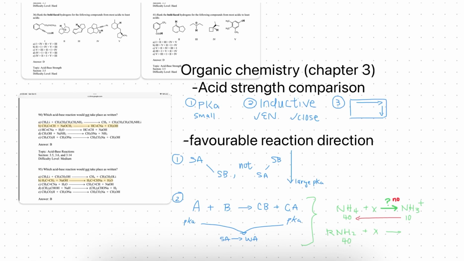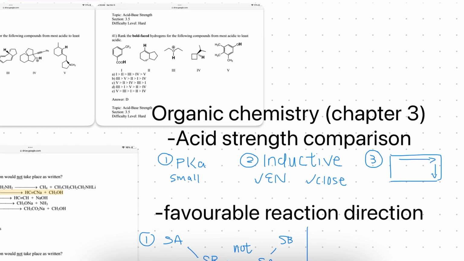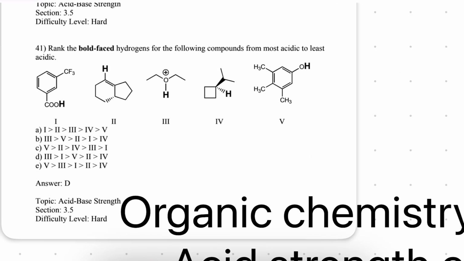Today we'll talk about major takeaways from the organic chemistry acids and bases unit. The first one is comparing which acid is stronger. The second one is comparing which would be the favorable reaction direction and which would not be. In the first example, the question asks: rank the following bold-faced hydrogens from most acidic to least acidic.